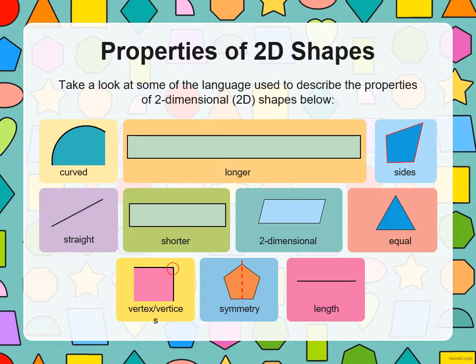Let's have a look at the properties of two-dimensional shapes. Some of the words that we use to describe shapes include curved. You can see the curved line here. We might talk about the different sides being longer, shorter, two-dimensional, sides, equal, length, symmetry, vertices, and straight edges.